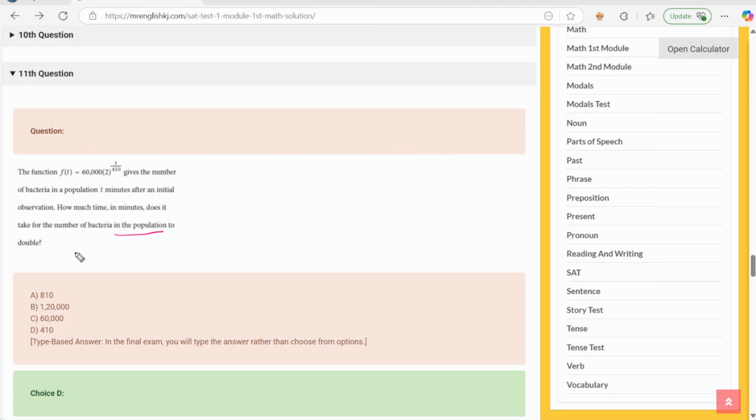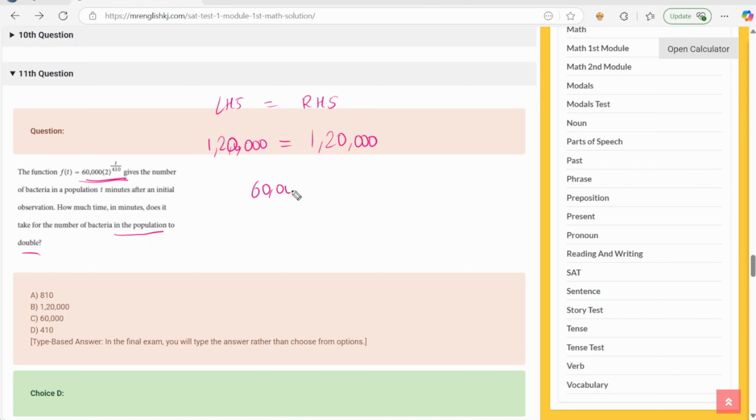Now imagine what it was saying to you. The bacteria population doubles. So 60,000 will become 120,000. How is that possible? Because we know the left hand side and right hand side are equal. So obviously here you have to get this answer. And how will you get the answer if you solve this equation?